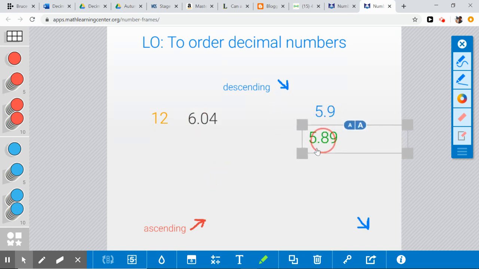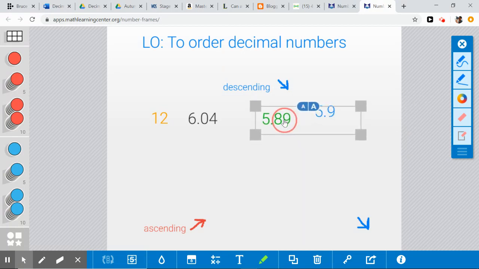Now, we've got 2 numbers here, 5.89 and 5.9. Now, some of you may think straight away, 89 is bigger than 9, so that must mean this goes here and this goes here. However, that's only because 5.9 is only written to 1 decimal place. What you'll need to remember is that it's the next place value column that's the most important.